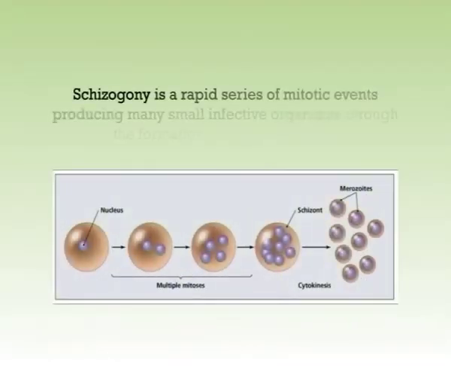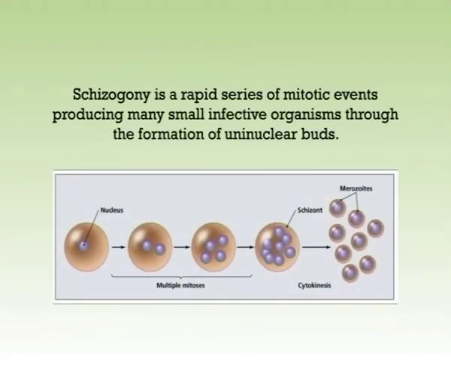Their life cycle has both asexual and sexual phases. At some point an asexual reproduction that is known as schizogony occurs. So what is this schizogony? Schizogony is a rapid series of mitotic events producing many small infective organisms through the formation of uninuclear buds.